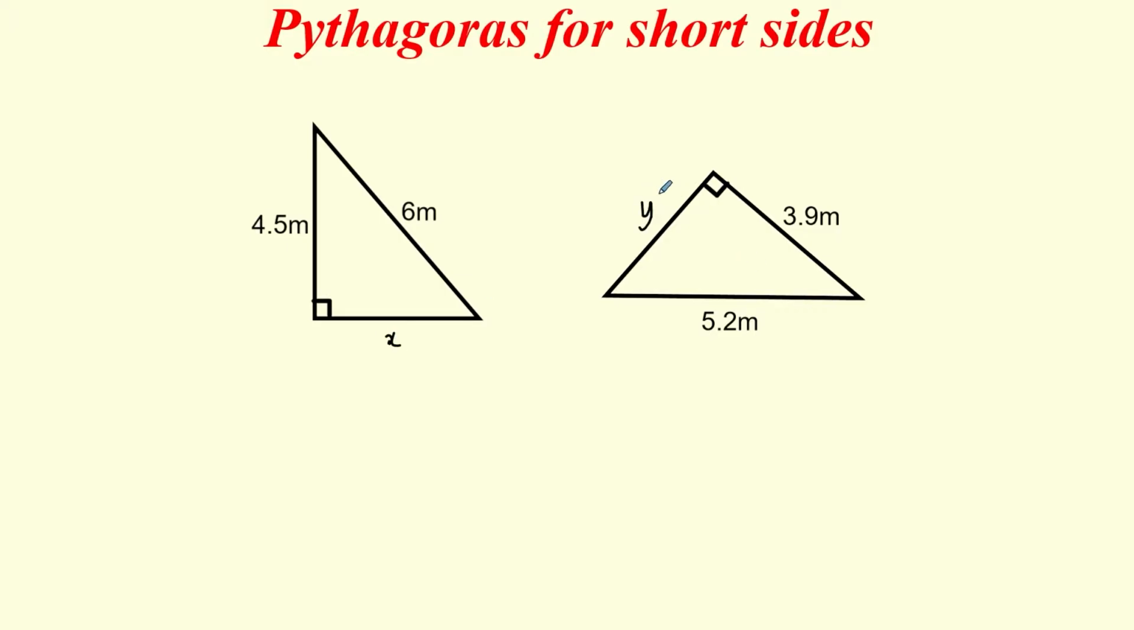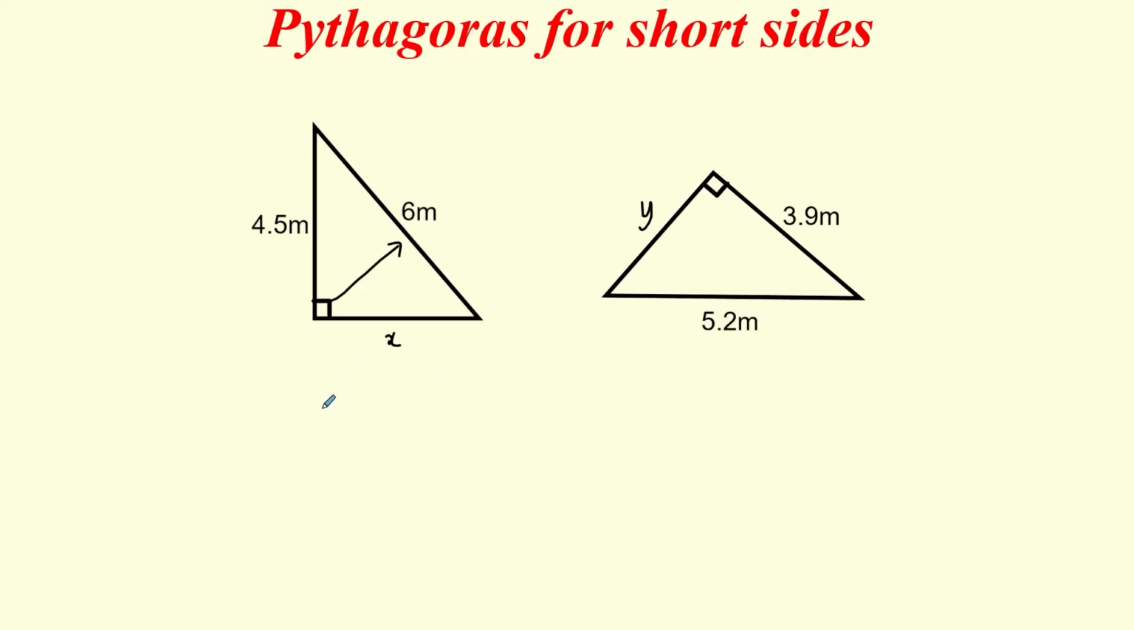So here, remember, the longest side, the hypotenuse of a right angled triangle, is the side across from the right angle. That means the 6 here is the longest side, which means we're finding one of the shorter sides. The x is one of the shorter sides.